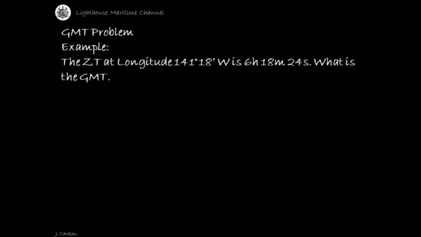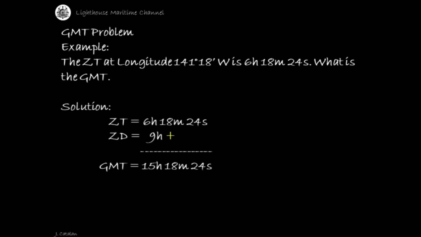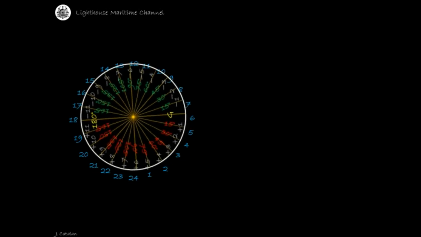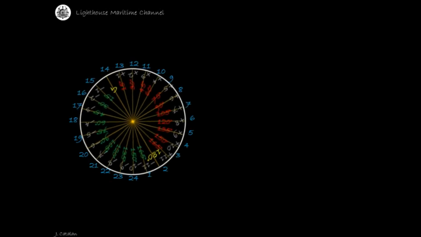GMT problem. Example. The ZT at longitude 141 degrees 18 minutes west is 6 hours 18 minutes and 24 seconds. What is the GMT? Solution. ZT is equal to 6 hours 18 minutes and 24 seconds. Added by ZT, which is equal to 9 hours. The result is GMT, which is equal to 15 hours 18 minutes and 24 seconds. Using the time wheel to visualize the problem and for plotting purposes.